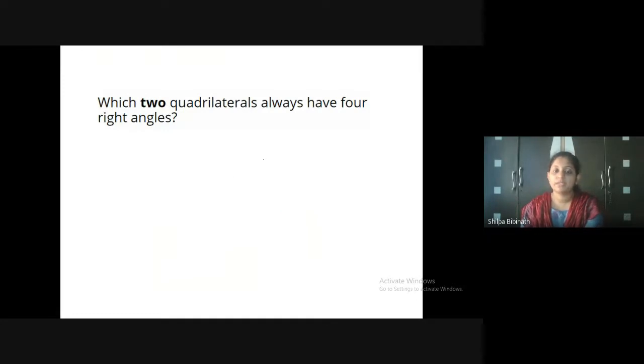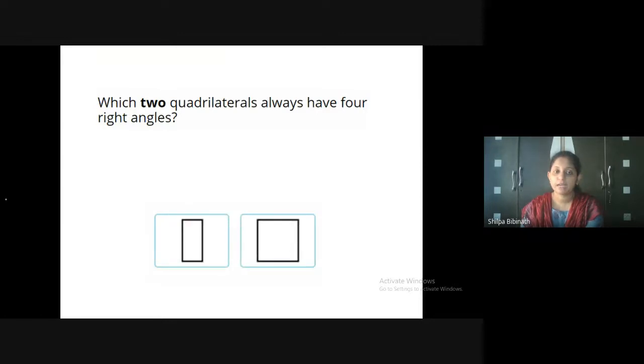Which two quadrilaterals always have four right angles? Which are those? Only two shapes which we know, a square and a rectangle, will always have 90-degree right angles.